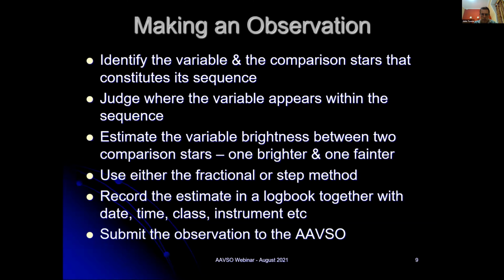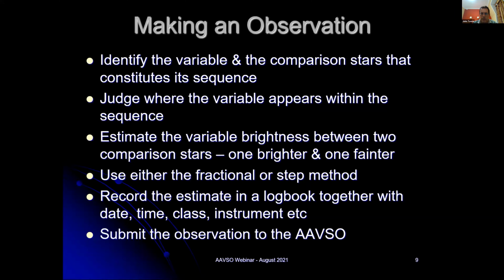So let's go into the methodology on how to undertake visual photometry. The technique is quite straightforward. You identify the variable and the comparison stars that constitute the sequence. You judge where the variable appears within that sequence, and you estimate the variable brightness between two comparison stars, one brighter and one fainter. You can use either the fractional or the step method. The fractional method is where you have the two comparison stars and you judge the position of the variable between them.